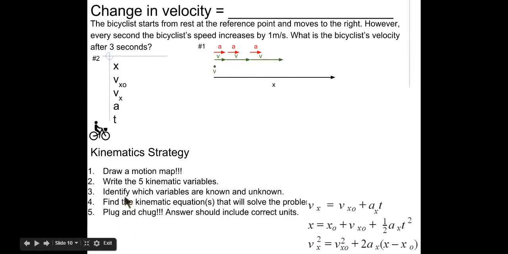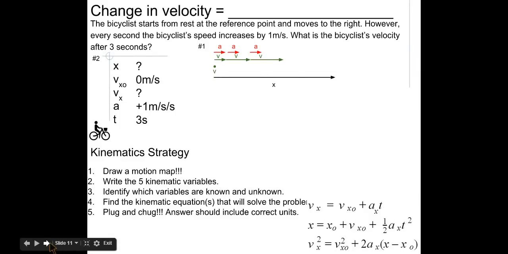Step two is writing the 5 kinematic variables. So that's step two, it's just writing those 5 kinematic variables out. And those represent the x, the position or displacement, the initial velocity, the final velocity, the acceleration or change in velocity, and the time. These are the things that are given to us in the problem, these values. Step 3 is to identify which of those variables are known and unknown.